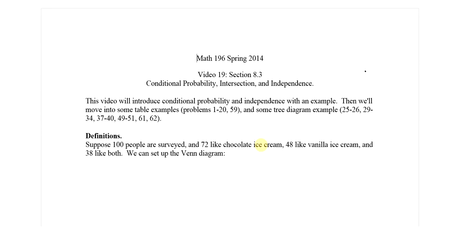Okay, we're back with section 8.3, conditional probability, intersection, and independence. And we'll introduce conditional probability and independence with an example. It's a little bit easiest to follow that way.